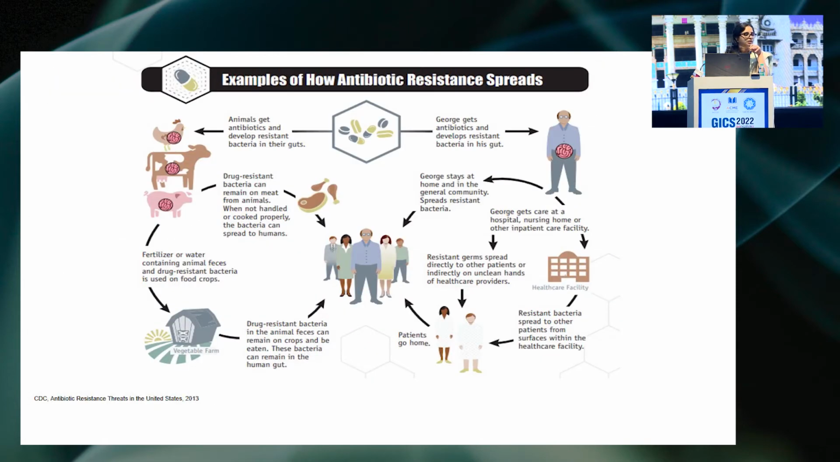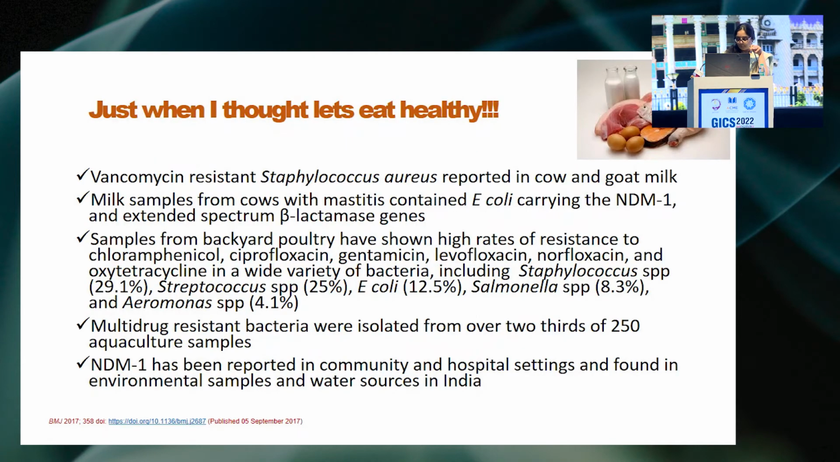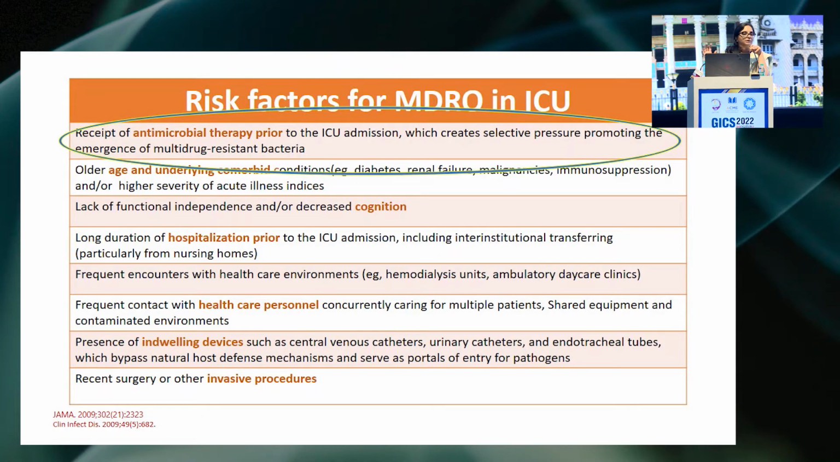We know that we are running dry on the tap of antibiotics. We don't have many options as far as antibiotics are concerned, hence we really need to use them judiciously. Resistance spreads through several modes, and one of the major risk factors for increase in MDR resistance in ICUs or any clinical setup is prior use of antimicrobials. There are other factors as well, like age, which I will not be discussing, but one of the most common factors leading to antibiotic resistance is prior antibiotic therapy.